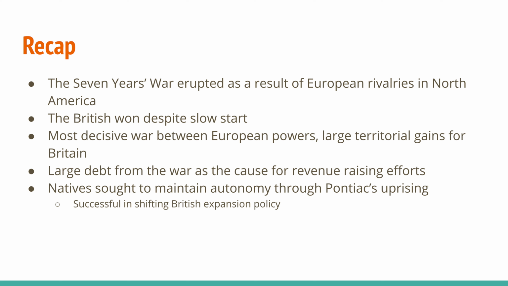And then finally, natives sought to maintain autonomy through Pontiac's uprising, and they were successful in shifting the British expansion policy to keep colonists from continuing to expand. So now it's the colonists that are going to be angry with Britain, and that's going to lead to them declaring independence. So in the next couple of lectures, we're going to see how the colonists made their way to finally declaring independence. All right, so that's it for this lecture, and I will see you on the next one.